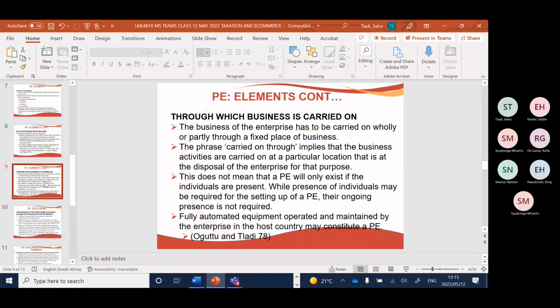Again, looking at the elements, one of them is that the business is carried on through the place. Here, the business of the enterprise is to be carried on wholly or partly through a fixed place of business. The phrase carried on through implies that the business activities are carried on at a particular location that is at the disposal of the enterprise for that purpose. This does not mean that a PE will only exist if individuals are present. While the presence of individuals may be required for the setting up of a PE, their ongoing presence is not required. This also covers fully automated equipment operated and maintained by an enterprise in the host country, which also constitutes a PE.